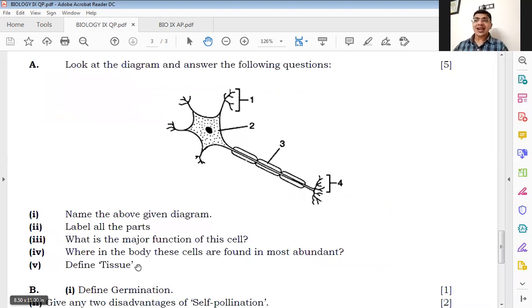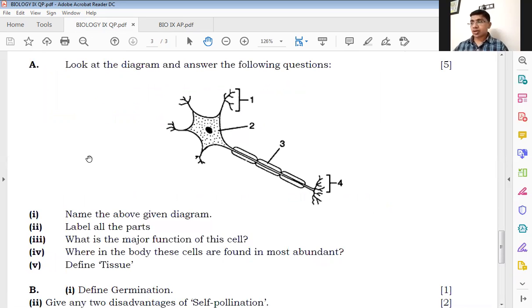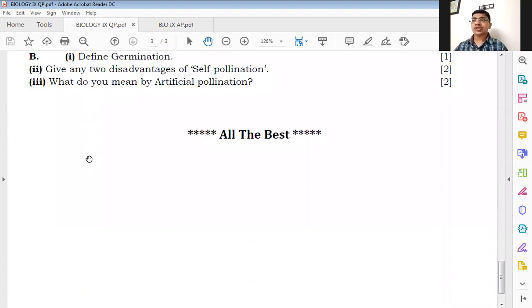Okay, the last question in this is define tissue. So let's try to define tissue in a very simple way. Tissue is nothing but a group of specialized cells performing a specific function, right? So once again, it is a group of specialized cells performing a specific function. So that's about tissues.